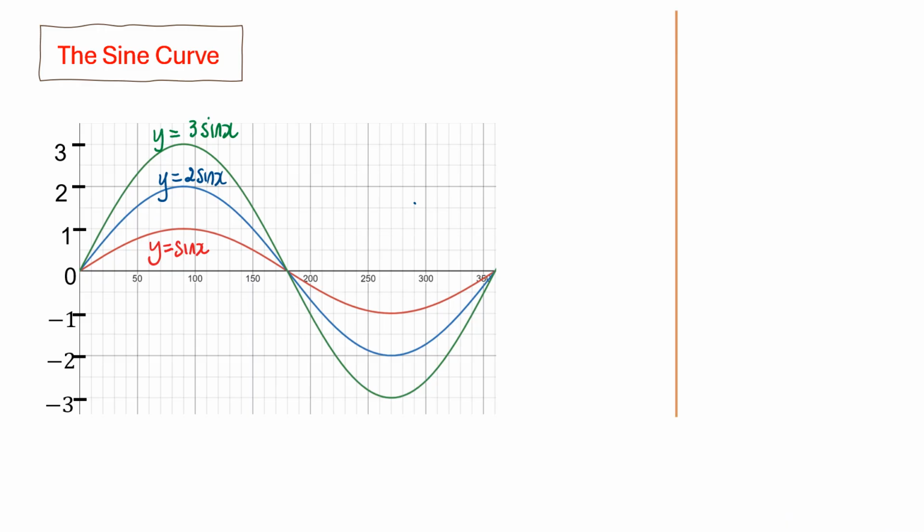Right, in the previous video, I did not provide you with an in-depth explanation of how the amplitudes of the curve are related to the functions that are given. So in this video, on the screen, I've shown you three different curves. The one in red is y equals sine x, the one in blue is y equals 2 sine x, and the one in green is y equals 3 sine x.